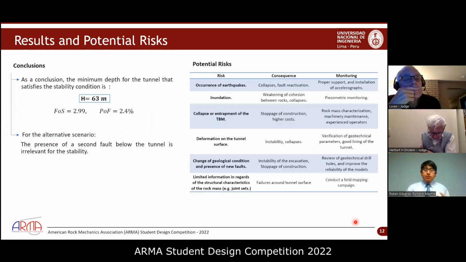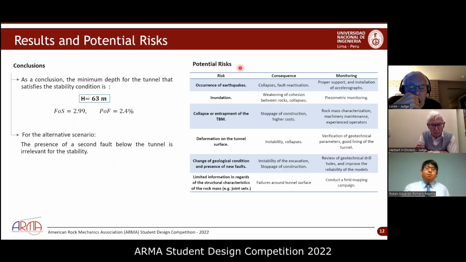To finish, as a conclusion of our deterministic and probabilistic analysis, we can state that the minimum depth to which the tunnel could be excavated is 63 meters, having a factor of safety of 2.99 and a probability of failure of 2.4%, and which complies with all the geotechnical requirements. And in the case of the alternative scenario, the presence of a second fault below the tunnel is irrelevant for the stability. So the answer continues being 63 meters.